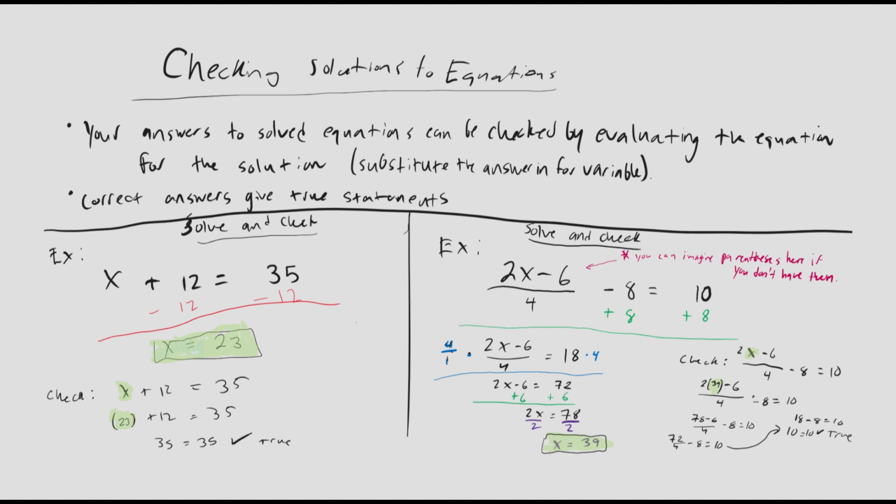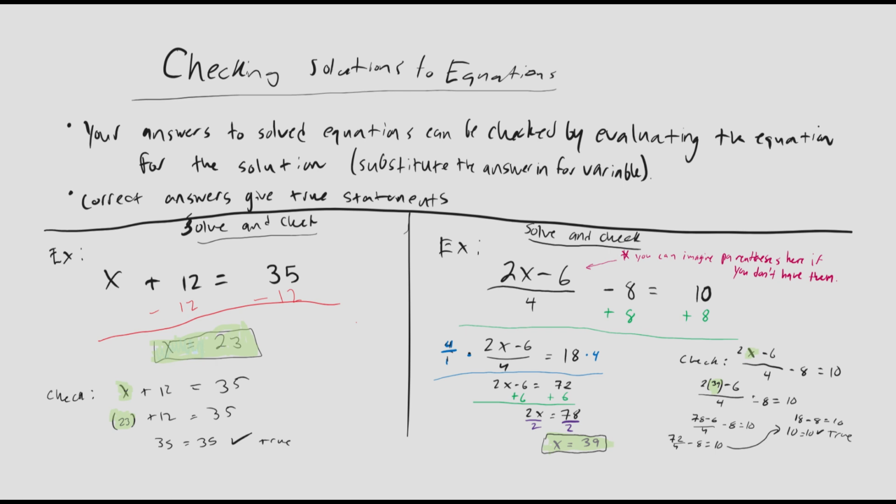Let's say you had the equation x plus 12 equals 35. Simple enough. I'd solve that by subtracting 12 on both sides, since that's the opposite of plus 12. 35 minus 12 becomes 23, and I get the answer x equals 23. Rather than relying on an answer key or teacher, how can I check that my answer is right?